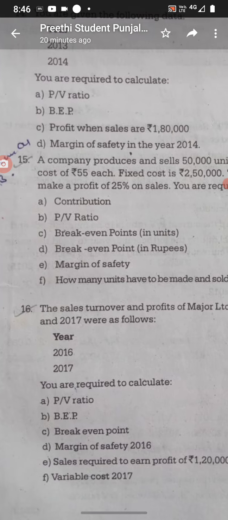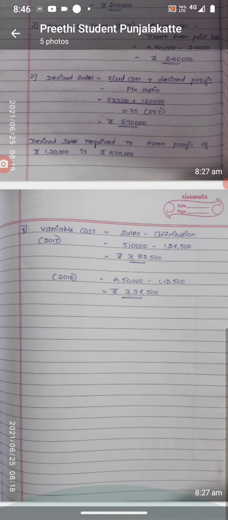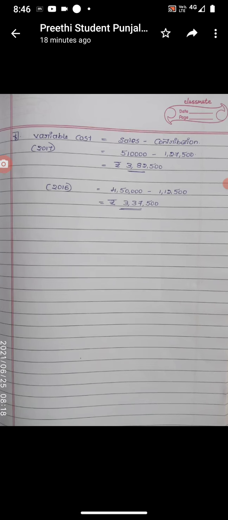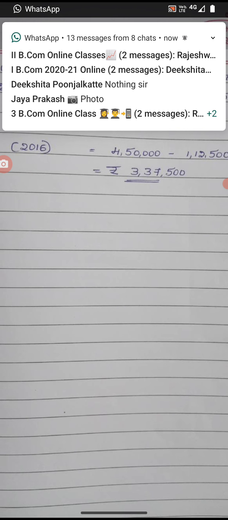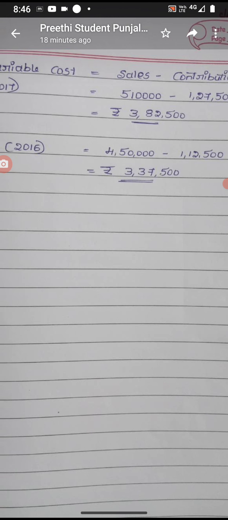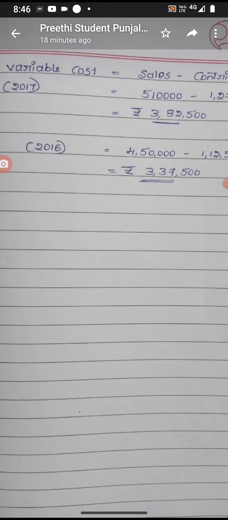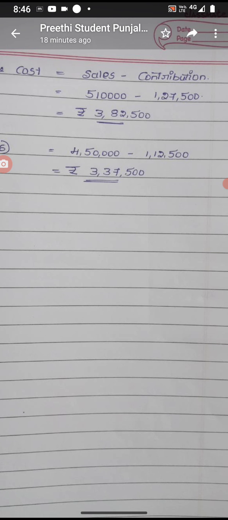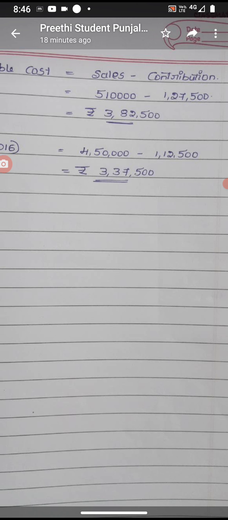Now the last question is variable cost for 2017. We will see variable cost of 2017. All of you know, we can find out through sales minus contribution, because sales minus variable cost is contribution. So we have contribution information, we have sales information. So from that we can get variable cost. So sales of 5,10,000 minus 1,27,500 contribution, which we have calculated. So 3,82,500 you will get as the answer for variable cost.